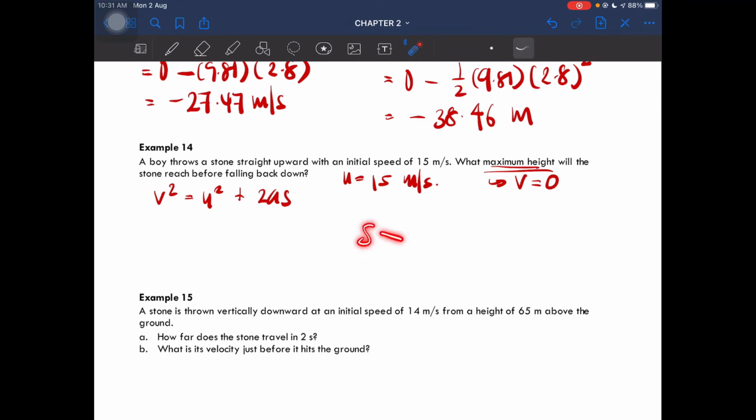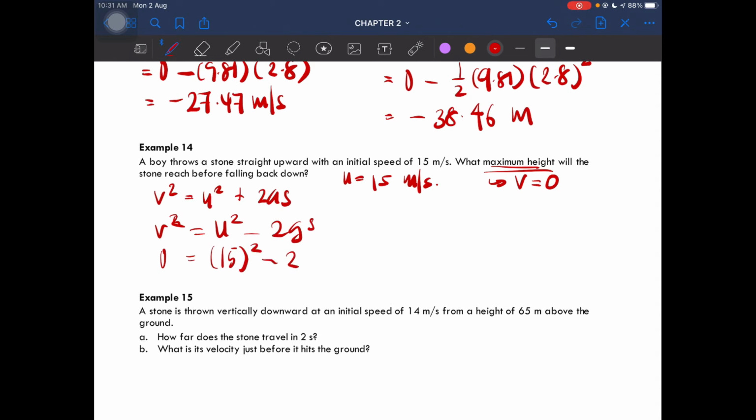Why can't we use s equal to ut plus half at square? Because we don't have the time. We don't have the time, so why would you use that? So this one is v square equals u square minus 2gs, v is 0, 15 is the initial velocity, 9.81 s. So the displacement, the maximum height, is then 11.47 meter.